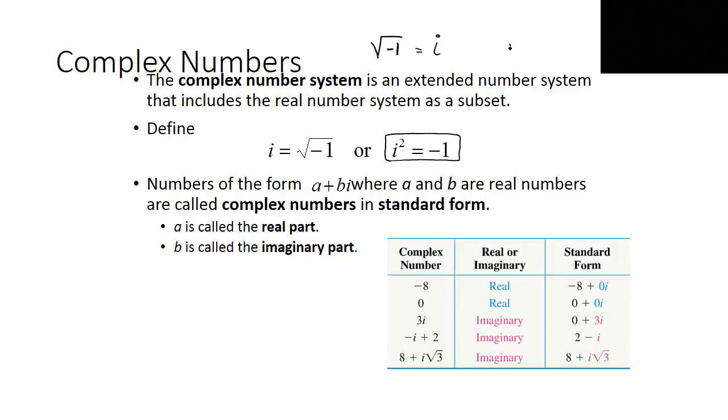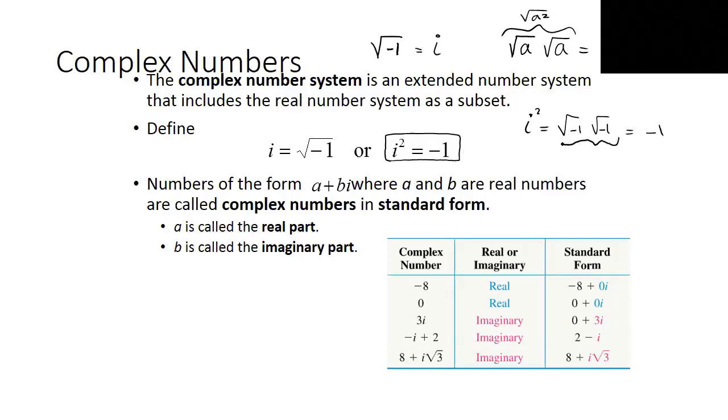The reason is if I have the square root of a times the square root of a, that is the same as a, right? Because this would be the square root of a squared, and that would be equal to a. So i squared would be the square root of -1 times the square root of -1. So your a is -1 really. So i squared is equal to -1.